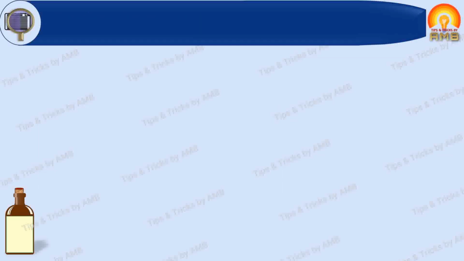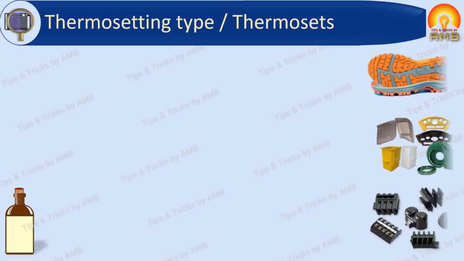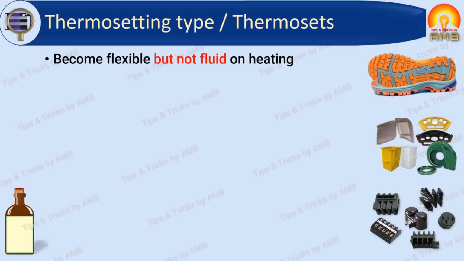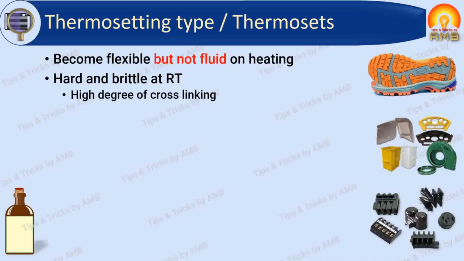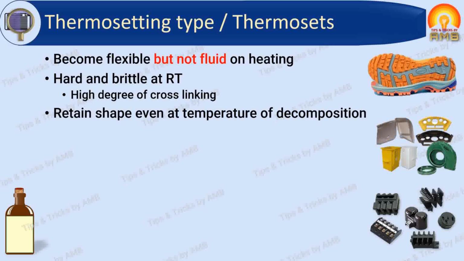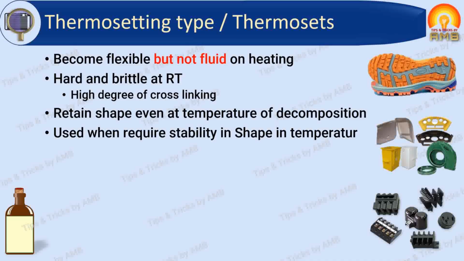First is the thermosetting type, also called thermosets. These types of plastics may become flexible but not fluid on heating. They are generally hard and brittle at room temperature as they have a high degree of cross-linking. They retain their shape even at the temperature of decomposition. These plastics are used when good stability in shape and temperature is required.